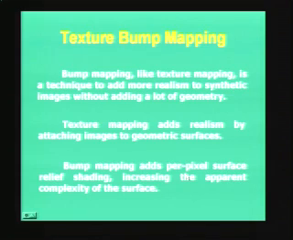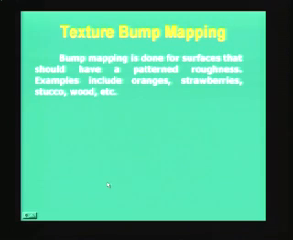Bump mapping adds per pixel surface relief shading, increasing the apparent complexity of the surface. Bump mapping is done for surfaces that should have a pattern roughness. Examples include surface of oranges, surfaces of strawberries, stucco, wood, etc. Wood means you can probably visualize the trunk of a tree.